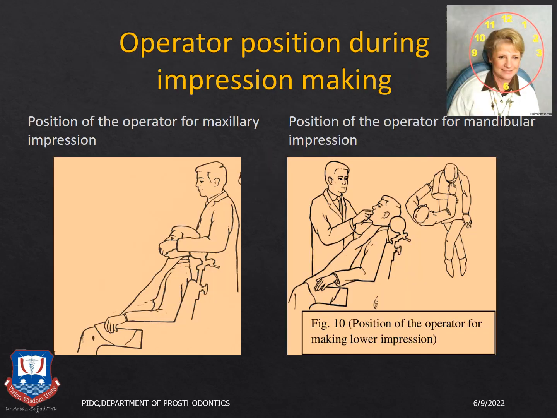So coming to the procedure itself, if we are looking at the operator position for taking either primary or secondary impressions, the operator should be standing, for the maxillary impression, at the 11 o'clock position, that is just behind the patient on the right side. Whereas for the mandibular impression, the operator is standing in front of the patient at the 7 o'clock position. So there you go with the positions for impression making, and this will be the opposite for left-handed operators.